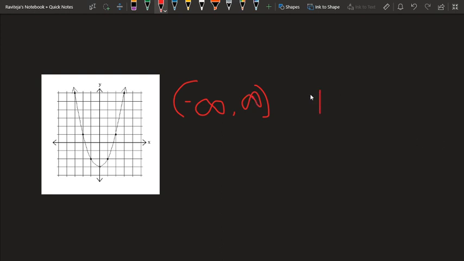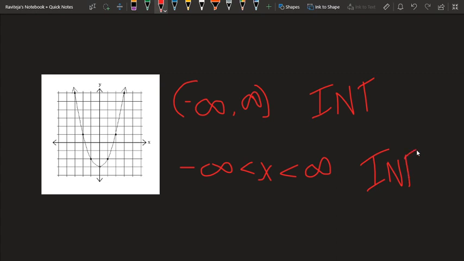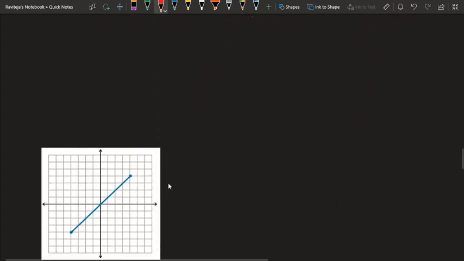being our interval notation, and negative infinity is less than x, which is less than positive infinity, being our inequality notation. Okay, there we go. Now let's move on to some examples that don't include infinity.